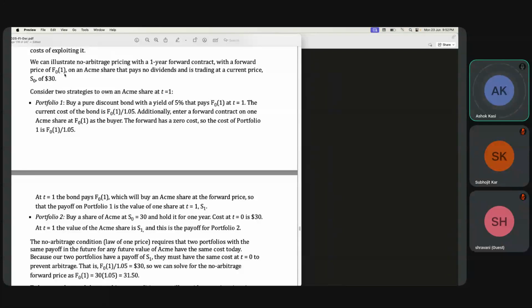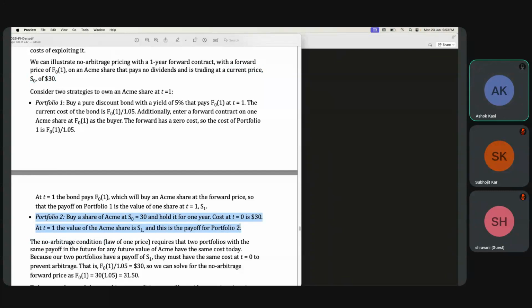How you are supposed to read this is F0 means forward price at time 0. Forward price at time 0 for the time 1. So for the time 1, it is on an Acme share that pays no dividend and is trading at a current price. So how will we find out the forward price at time 0? Right now, the spot price is 30. Okay, we'll do this first.